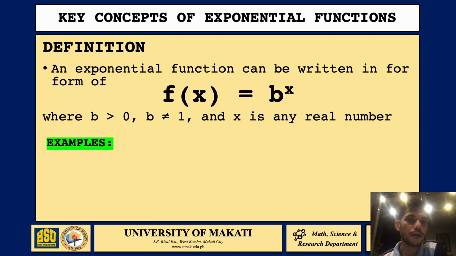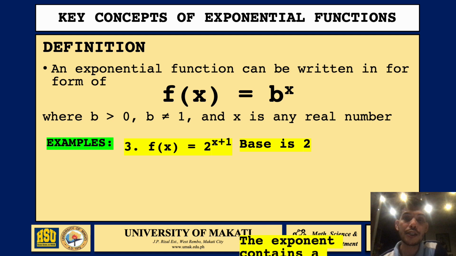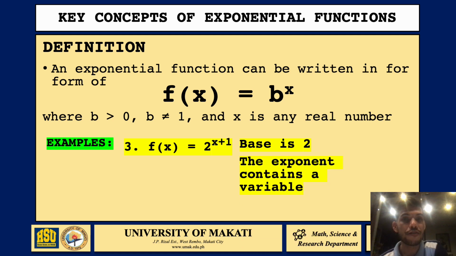Another example of exponential function is f of x is equal to 2 raised to x plus 1. As you can see, the base is 2, which satisfies the condition where b should be greater than 0 but not equal to 1. And of course, the exponent here is x plus 1. It means that it contains a variable.